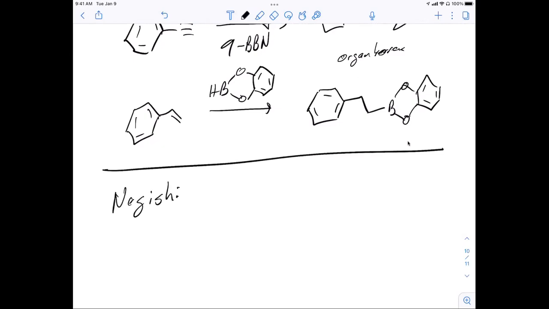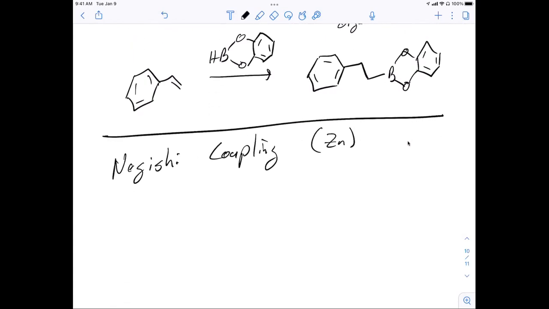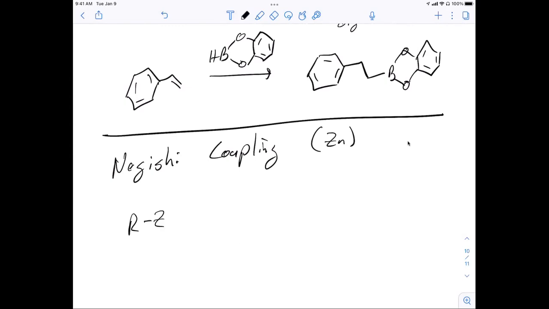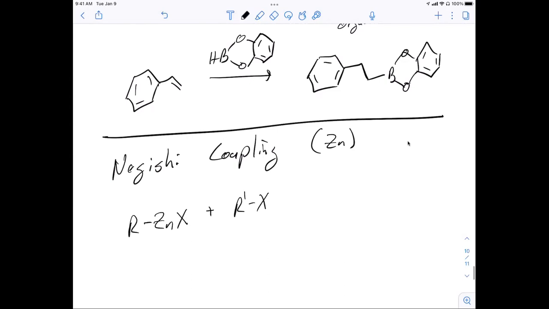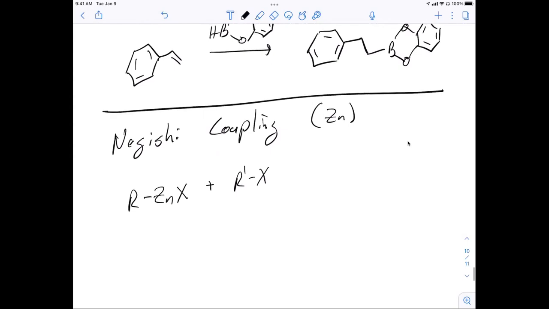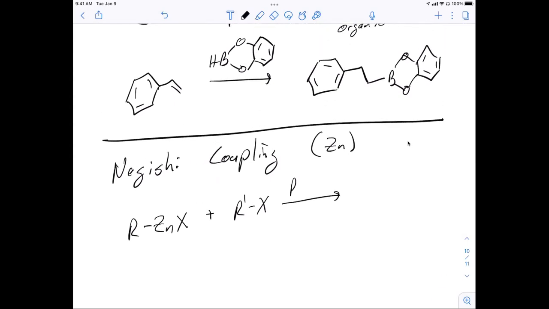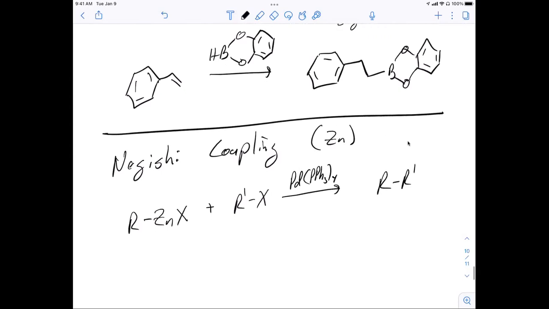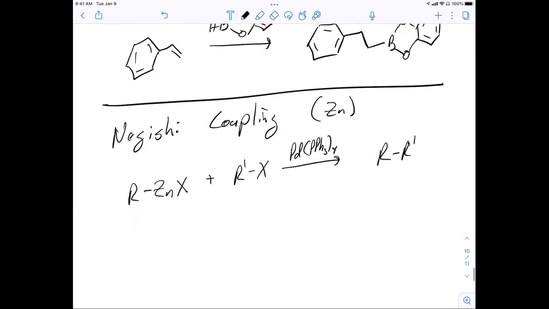Negishi. This one is an organozinc. So generically, right, we take an organozinc, take the alkyl halide or allyl halide, again, put it in our palladium catalyst. Get the coupling.